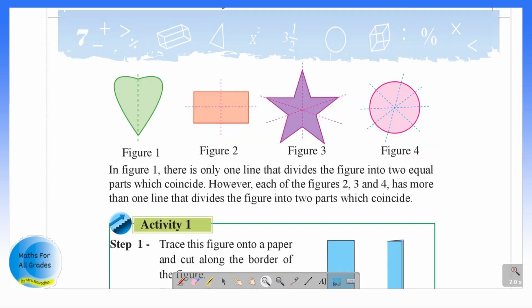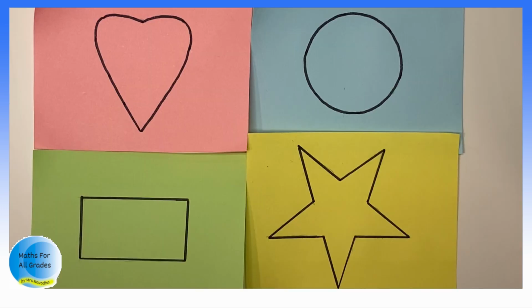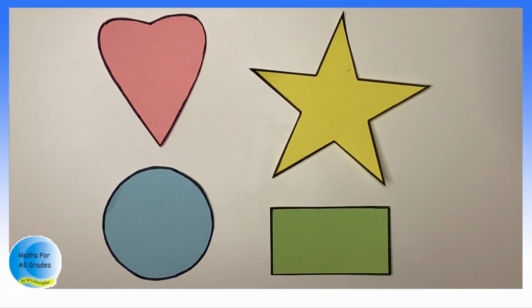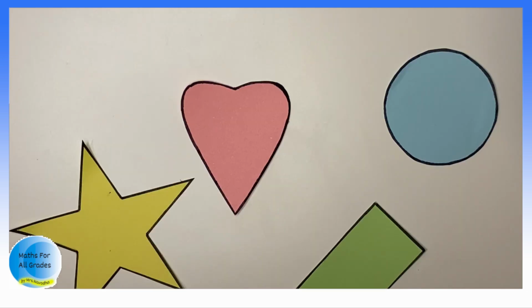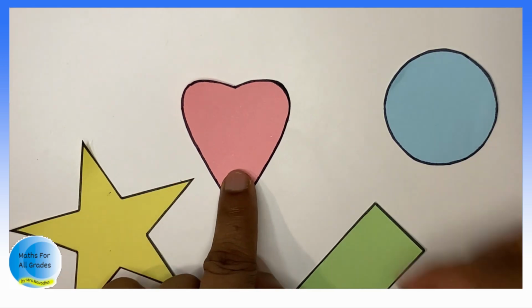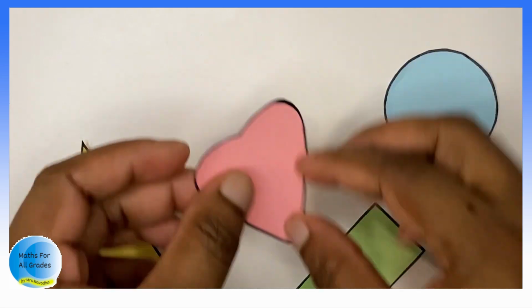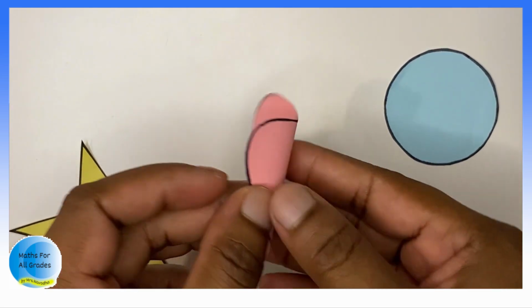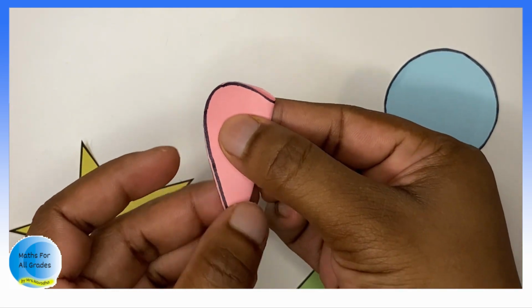Now turn to the next page and there you can see four figures are given. I'm going to copy all these figures and check whether they are symmetrical or not. I have drawn and cut these figures along the edges. Now what I'm going to do here is fold each of these figures separately. Let's start with the first figure. We have a leaf shape. Now I'm going to fold this one like this.